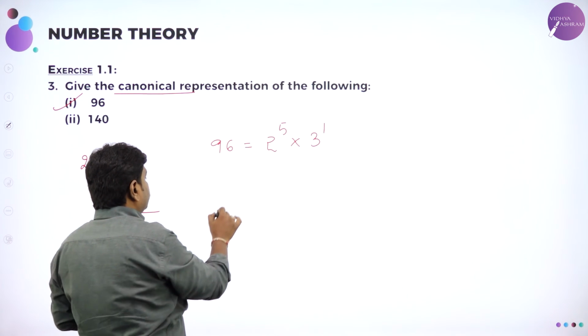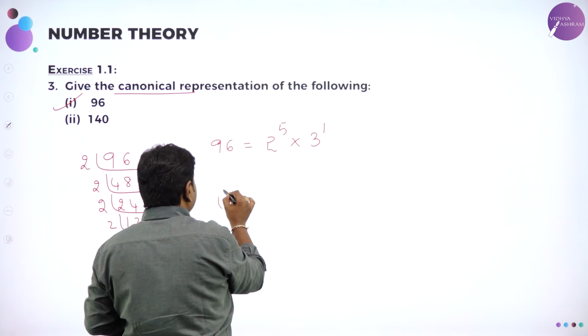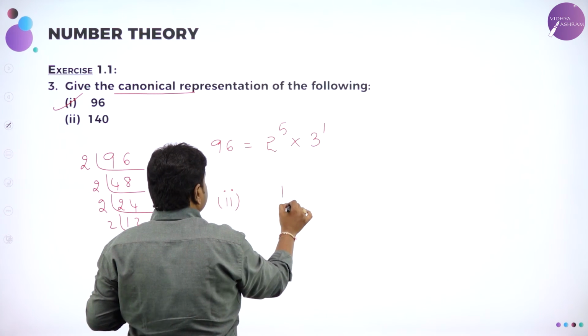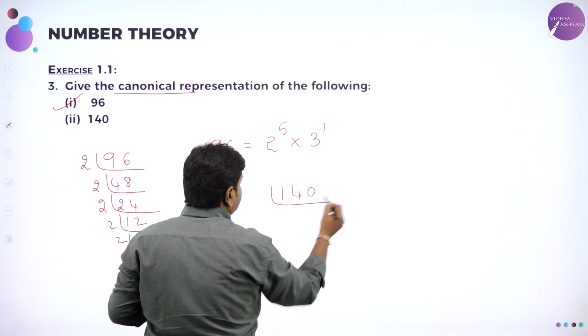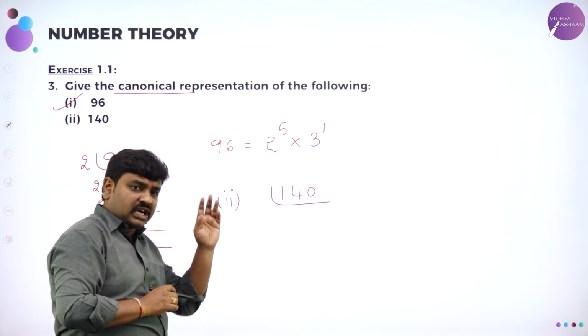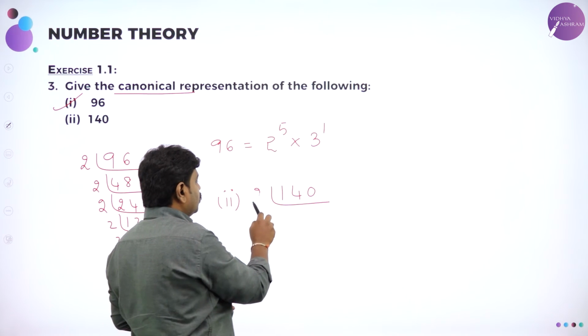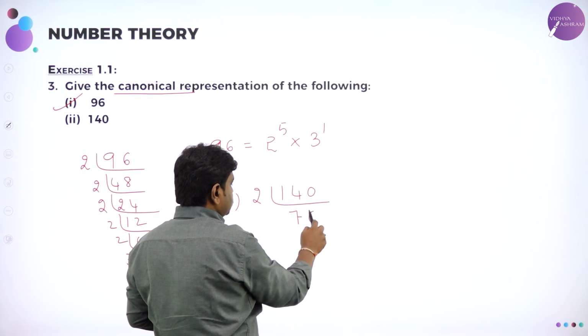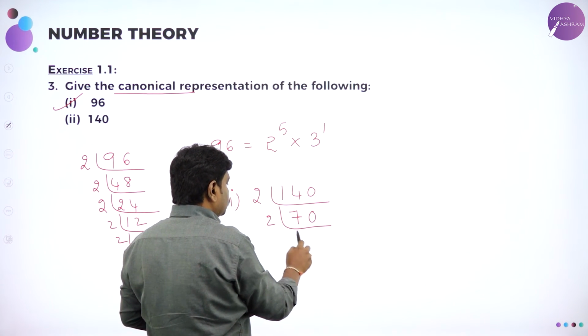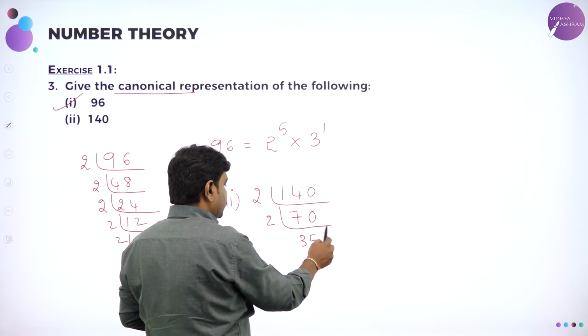Now second problem, again they want you to write in what form? Canonical form. What is the form? First divide it with what? Prime factors. Start with 2. If it's not divisible, then you go with 3, then 5, like that. So now we'll start with 2. 2 7s are 14. Again 2 3s are 6, so 35 is left.